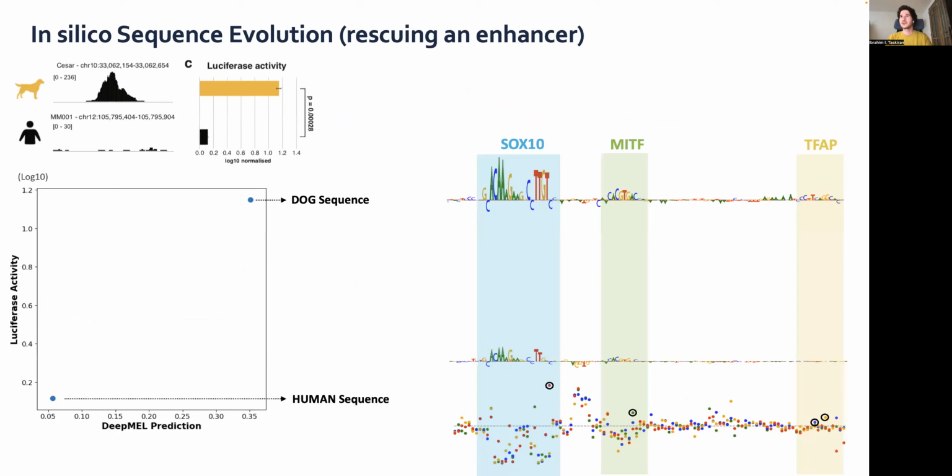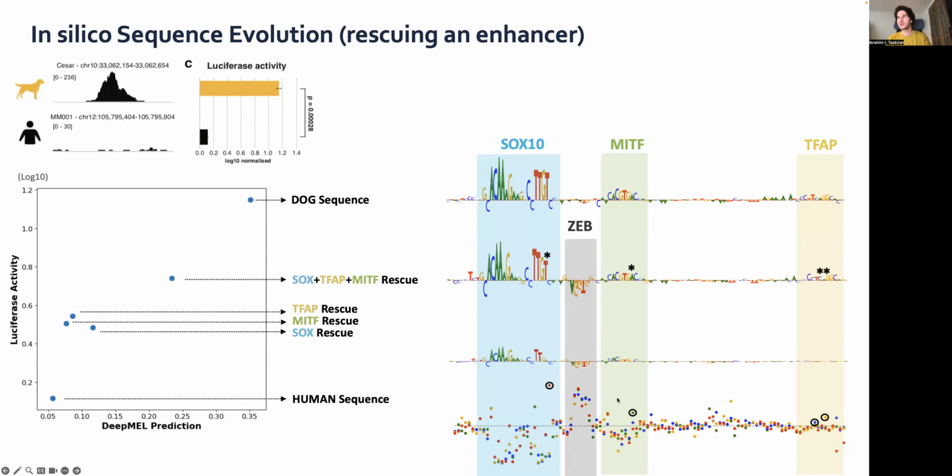Another application: this time we took two orthologous enhancers, where the dog one is accessible and active, but not the human one. Here you see the prediction score versus the activity for the human and dog. Following, again, the saturation mutagenesis, we performed these four mutations, and we were able to rescue the activity of an enhancer that was probably lost during evolution. Okay, we can enhance an enhancer. We can rescue an enhancer that was lost.